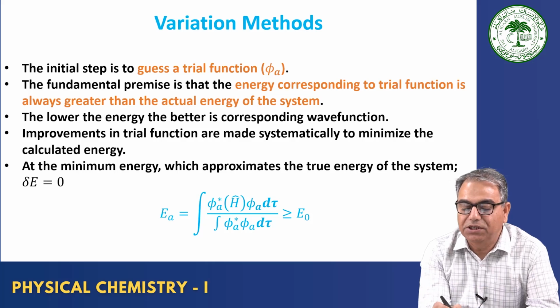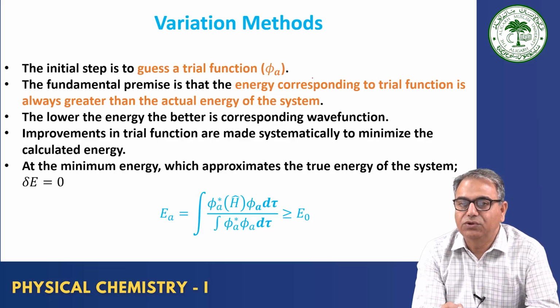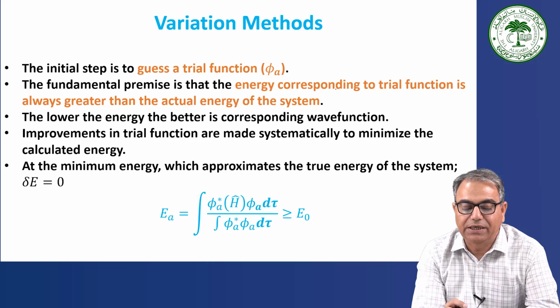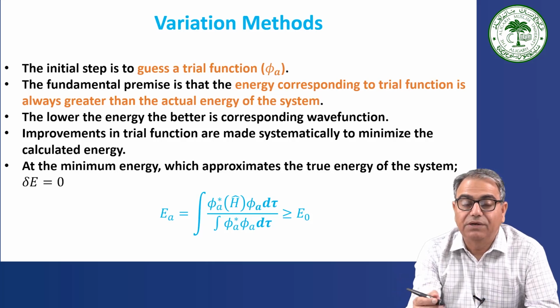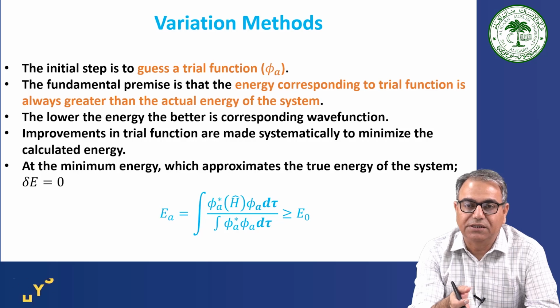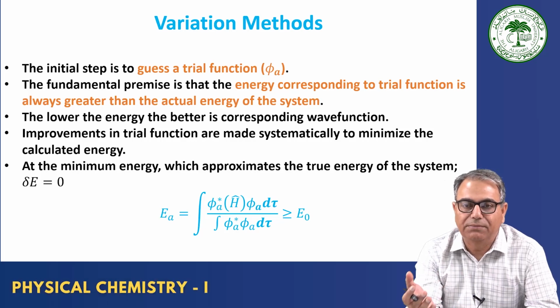So the basic principle is that for any trial function you guess, the energy you find corresponding to it will be greater than the ground state energy. Energy corresponding to the trial function is always greater than the actual energy of the system. Then why are we guessing it? Because from here we will start and try to reach an energy very close to the ground state energy. The actual ground state energy is the minimum, but we don't have it, so whatever you guess gives you an energy higher than the ground state energy.